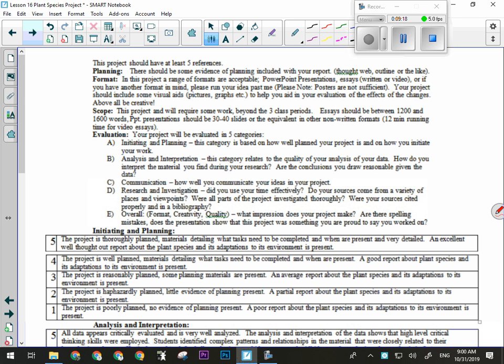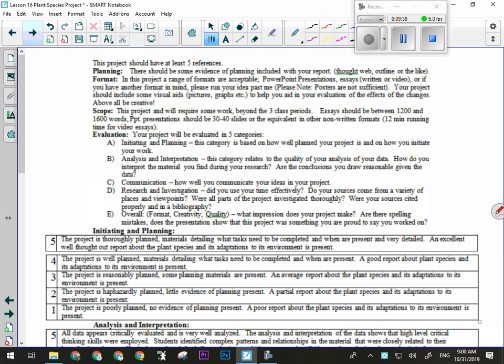This would also include spelling. Nothing says I don't give a damn more than a bunch of spelling mistakes that are clearly underlined by the spell checker and left that way. It just screams I didn't care enough to bother. Don't leave spelling mistakes in there.